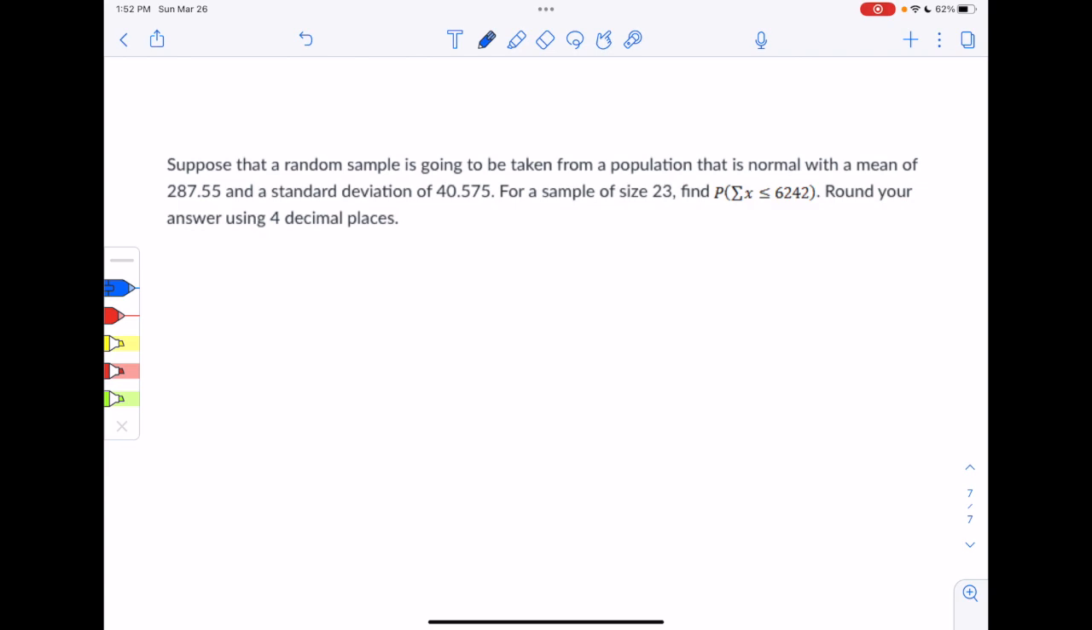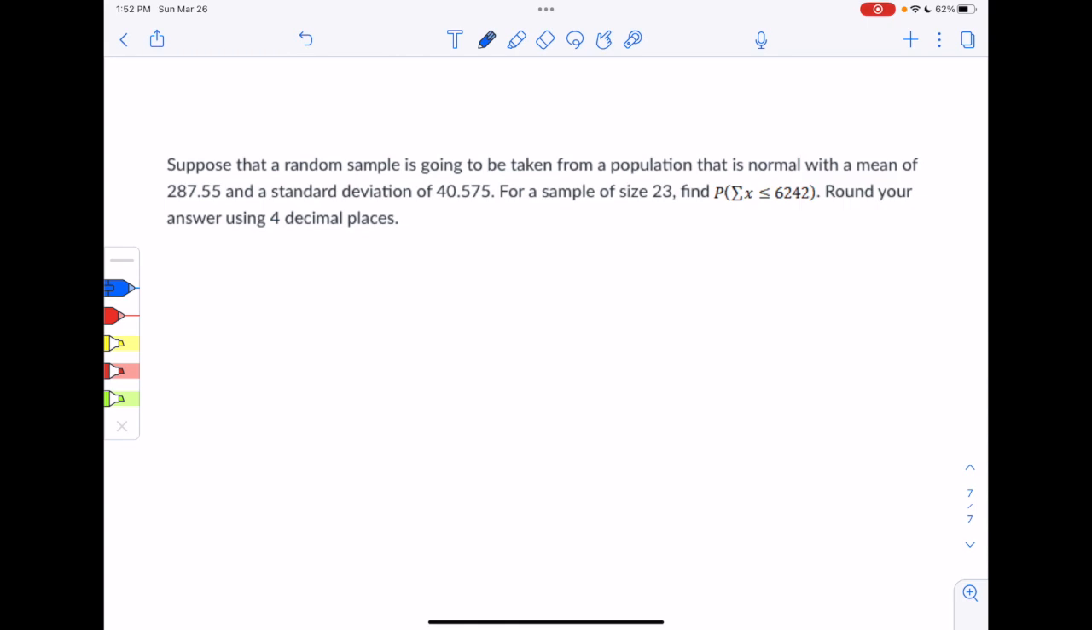This one is coming from section 7.4. Suppose that a random sample is going to be taken from a population that is normal with a mean of 287.55 and a standard deviation of 40.575. For a sample of size 23, find the probability that the sum of the x's is less than or equal to 6242 and round your answer using 4 decimal places.